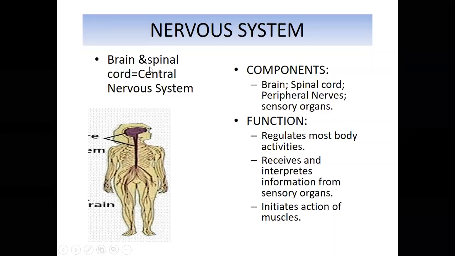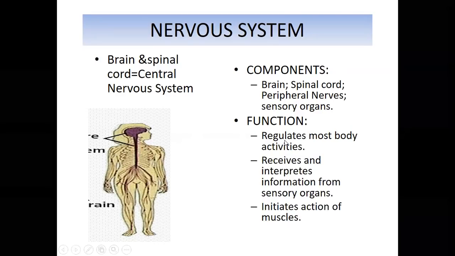But the nervous system is divided into two parts: the central nervous system and the peripheral nervous system. For the central nervous system, we have the brain and spinal cord. For the peripheral, we have the peripheral nerves. So these are the components of the nervous system: the brain, spinal cord, peripheral nerves, and also the sensory organs.